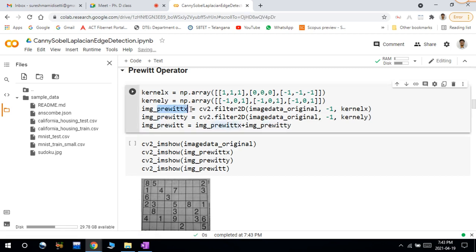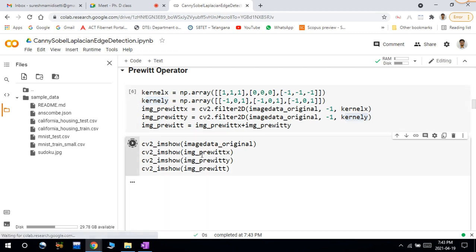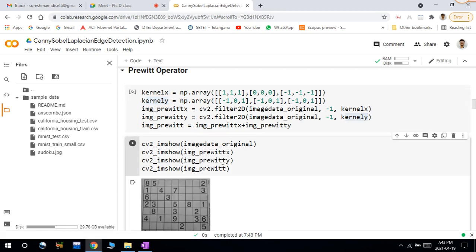Now I am applying this Prewitt operator in the x direction. For the original image, I am applying the kernel x. And if you want to find the Prewitt operator in the y direction, I apply this kernel y. Once both are found, I will add these two, gx plus gy. That is your magnitude. If I apply this Prewitt operator, I will show the original image, Prewitt x and Prewitt y.